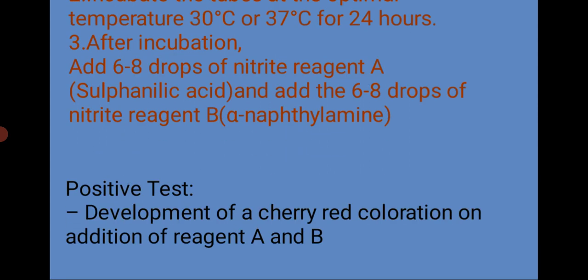If there is formation of a red color after addition of reagents A and B in the broth tube, it says that the test is positive. If no such color forms, the test is negative.